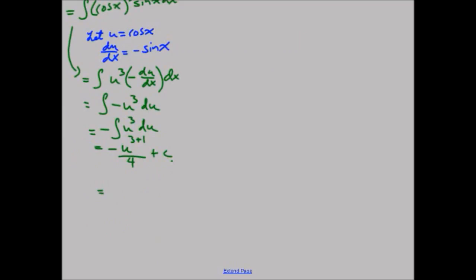Extend that page, and we've got negative 1/4 u to the power of 4 plus c. Substitute that u back in. Negative 1/4 cos x to the power of 4 plus c. Proper notation is negative 1/4 cos to the power of 4 of x plus c.